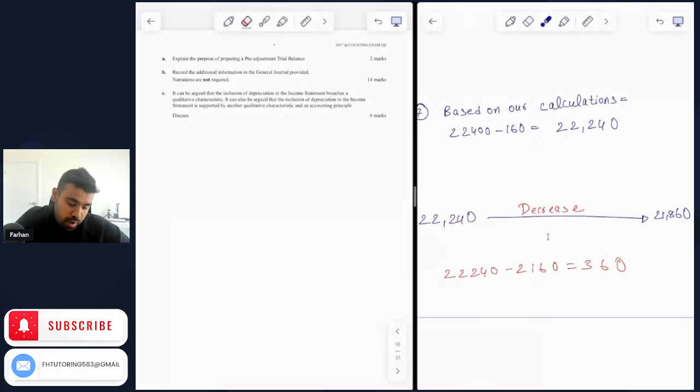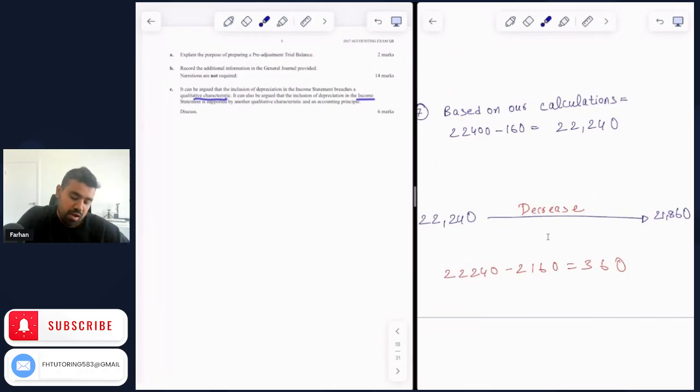Okay, so what about question C? It can be argued that the inclusion of depreciation in the income statement breaches a qualitative characteristic. It can also be argued that the inclusion of depreciation in the income statement is supported by another qualitative characteristic and an accounting principle. Discuss.